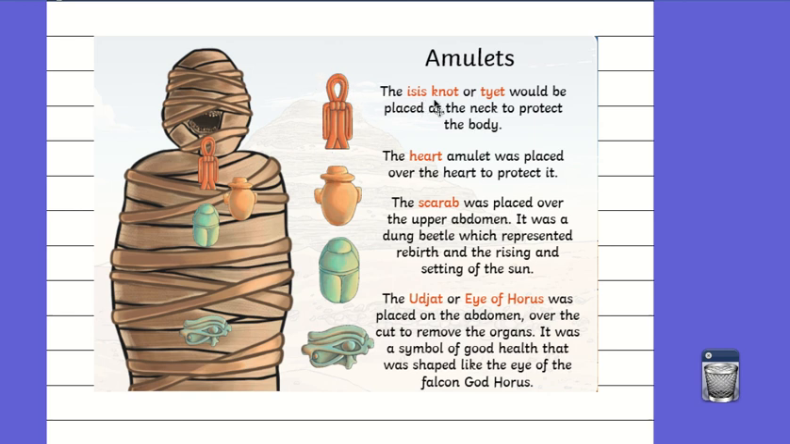This is the Isis knot, or the tyet, and it would be placed at the neck to protect the body. The heart amulet was placed over the heart to protect it. The scarab was placed over the upper abdomen. It was a dung beetle which represented rebirth and the rising and the setting of the sun. And the eye of Horus was placed on the lower abdomen over the cut to remove the organs. So that would go over where they cut you to take your organs out. And it was a symbol of good health that was shaped like the eye of the falcon god Horus.